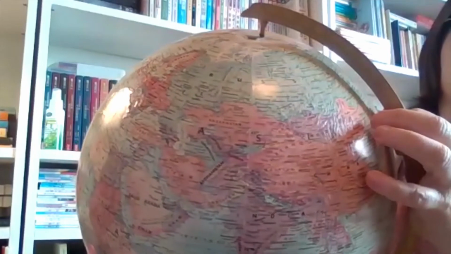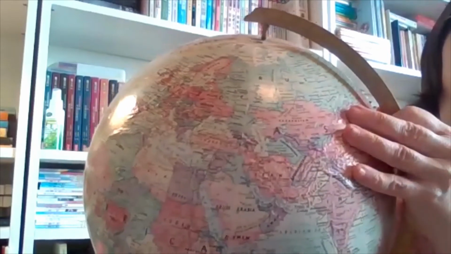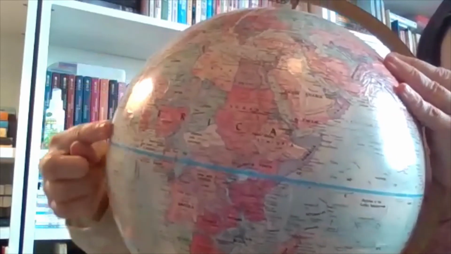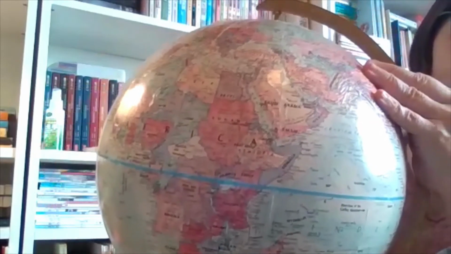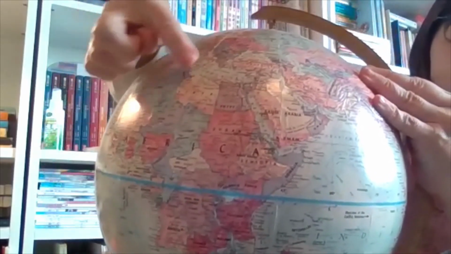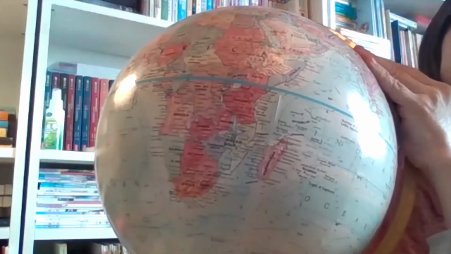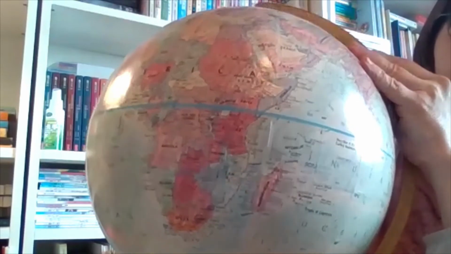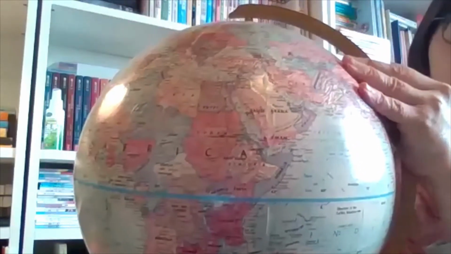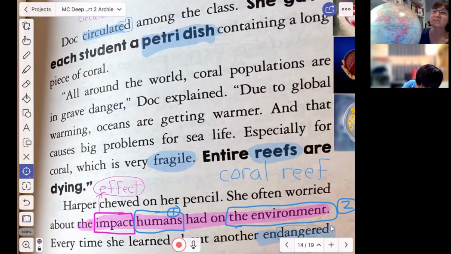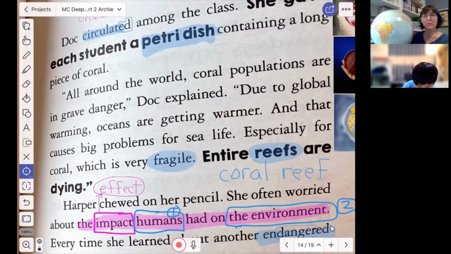And then that goes into Asia. This blue line that we see going around the middle of the Earth is called the equator. Above the blue line is the Northern Hemisphere, and below the blue line is the Southern Hemisphere. Hemisphere means half of the Earth. So here is the globe. This shows us what planet Earth looks like.